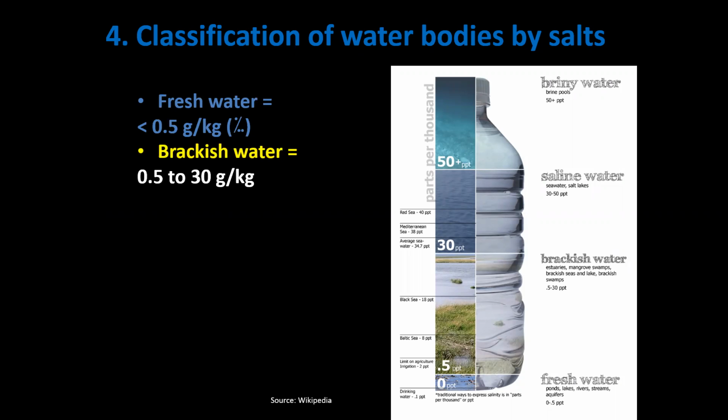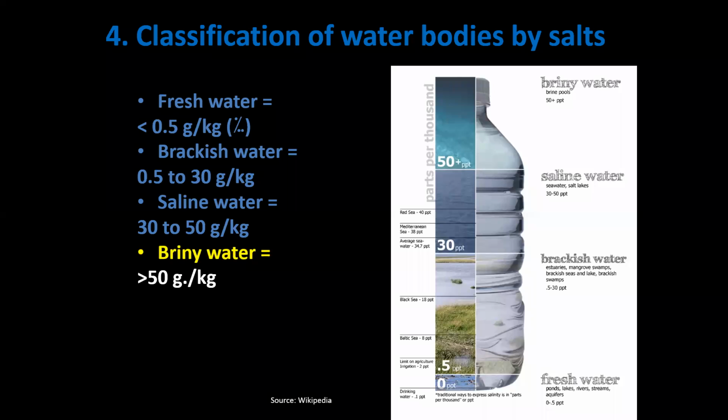Brackish water, which you wouldn't want to drink if you could help it, would be 0.5 to 30 grams per kilogram. Saline water is 30 to 50 grams per kilogram. And briny water is more than 50 grams per kilogram. And to give you a comparison, oceans are only 34 to 36 grams per kilogram. So they're saline, they're not briny.